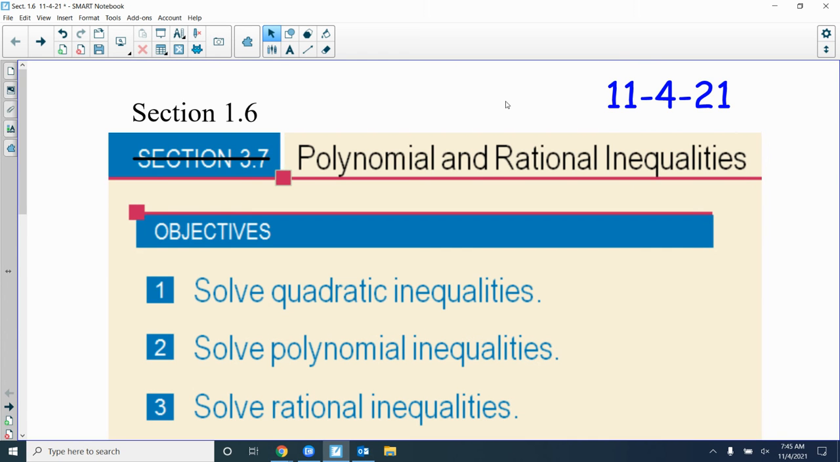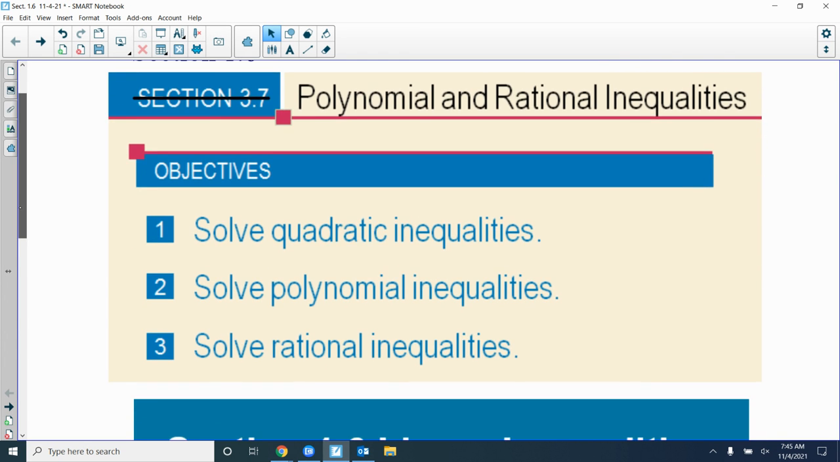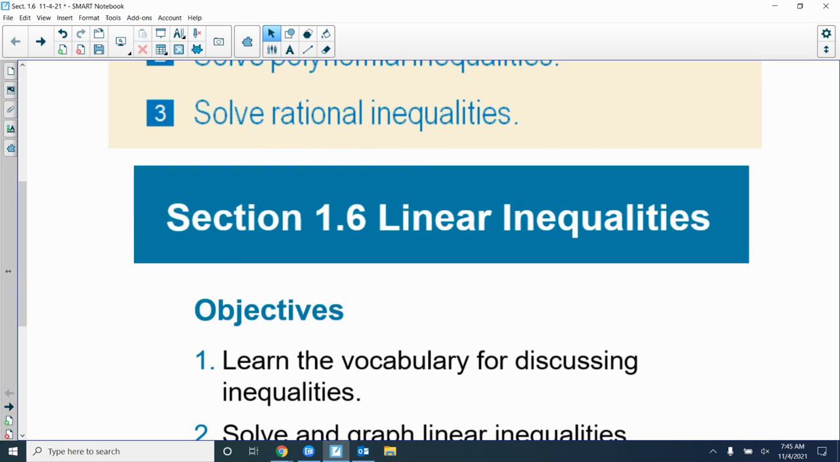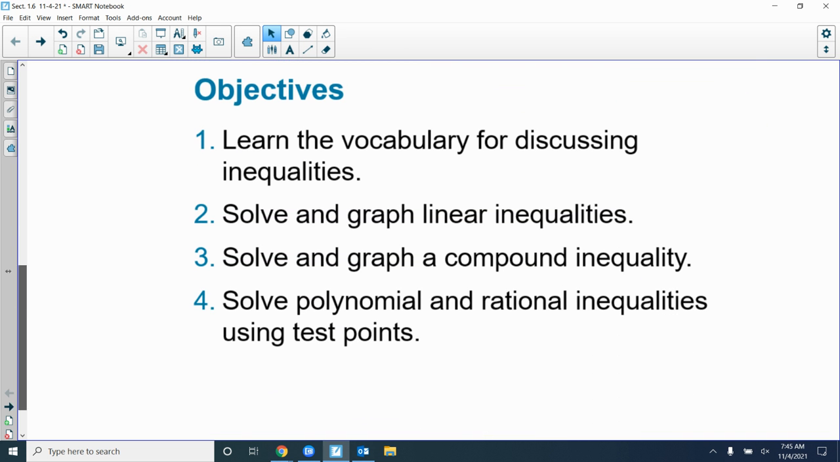And when they switched editions of the book a few years ago, they moved it to 1/6, which is now here. They added some other things. We just really need to do the polynomial and rational inequalities using test points. Okay, just a little bit of a technique for that.